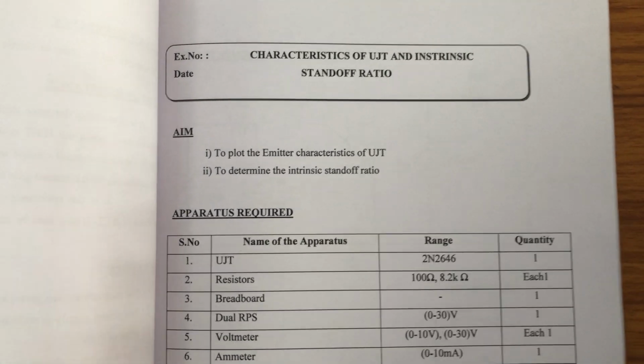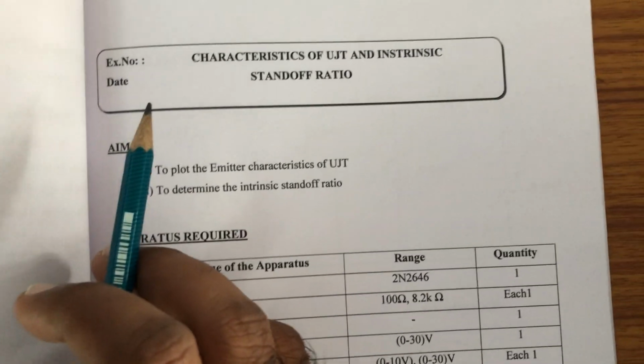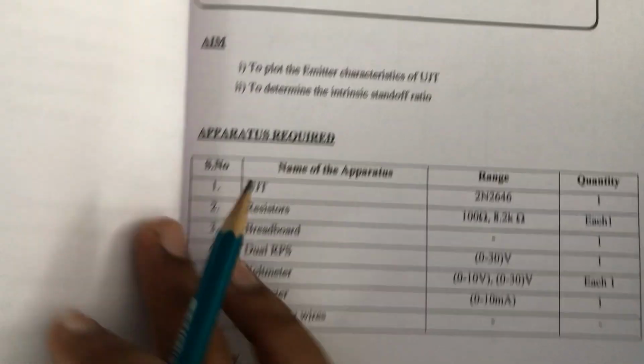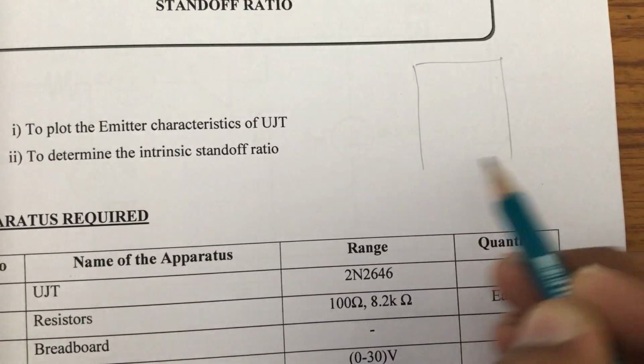In this lab, we are going to see the characteristics of UJT and the intrinsic standoff ratio. First, we will complete the characteristics of UJT, that is, the unijunction transistor. So, the unijunction transistor, that is the UJT construction.